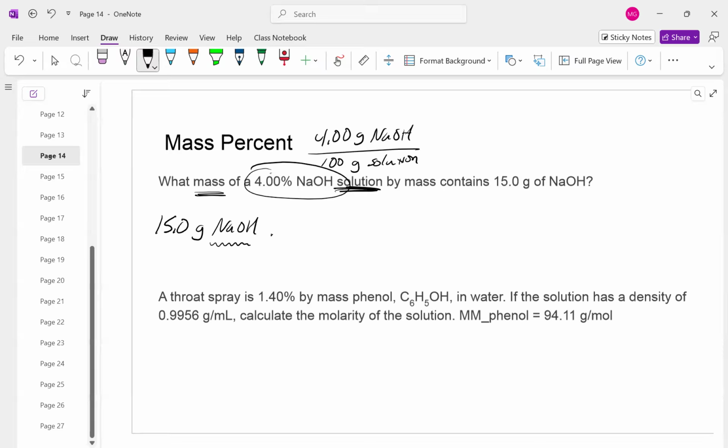So I want to go away from grams of sodium hydroxide and I want to go to grams of solution. So grams of sodium hydroxide cancel out. I'm left with grams of solution. That's what the problem is asking me for. And so that comes out to 375 grams of solution.